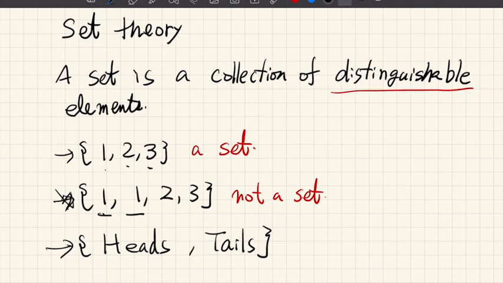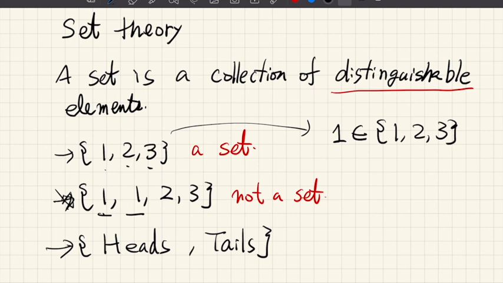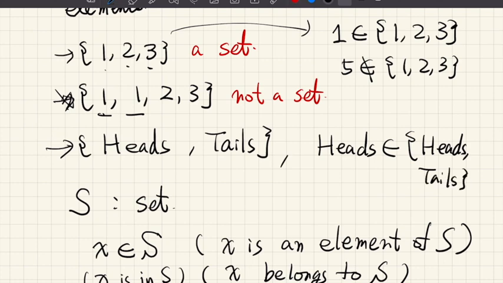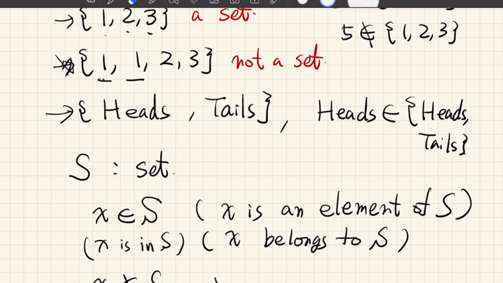Again, let's take this example. In this case, 1 is in this set, and 2 is in this set, 3 is in this set, but for example, 5 is not in this set. Okay, and heads is in this set. But heads and tails, let's say bellies, is not in this set.